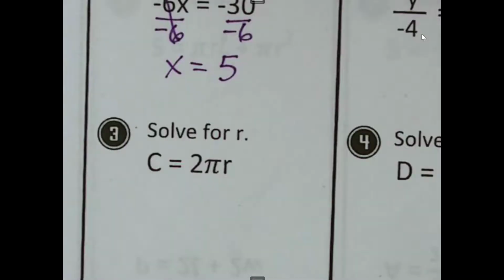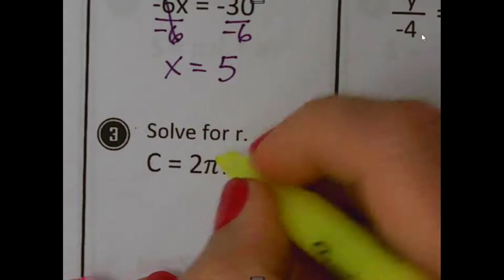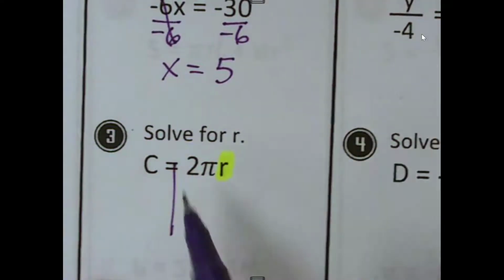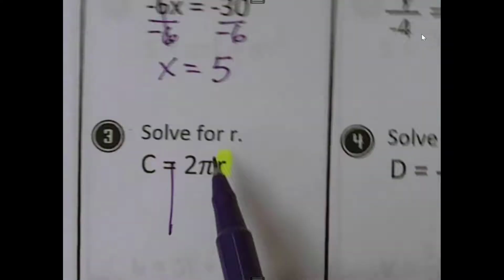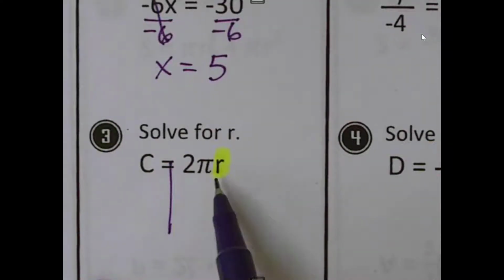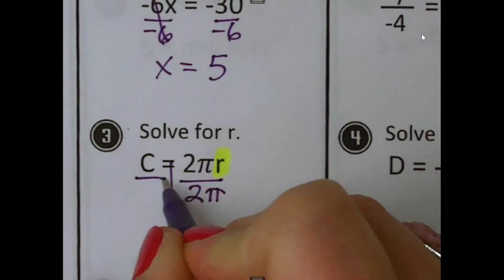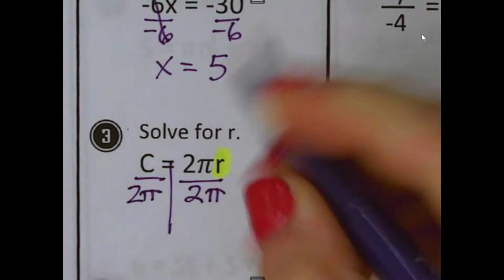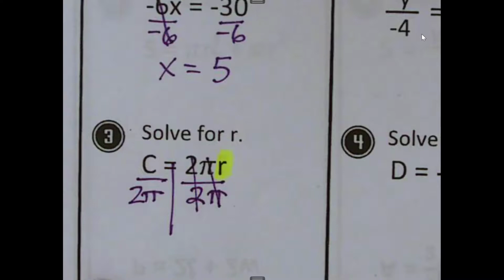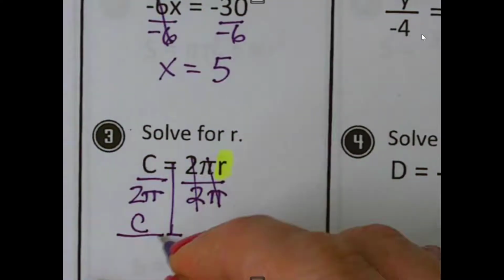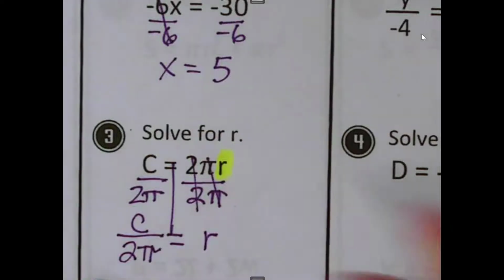All right, for this one, this is the circumference of a circle. We want to solve for r. There's no additions, no subtractions. This is indicating multiplication. We are going to divide by 2 pi, both sides. We'll simplify. That's good. We've isolated r, and our answer is c over 2 pi.